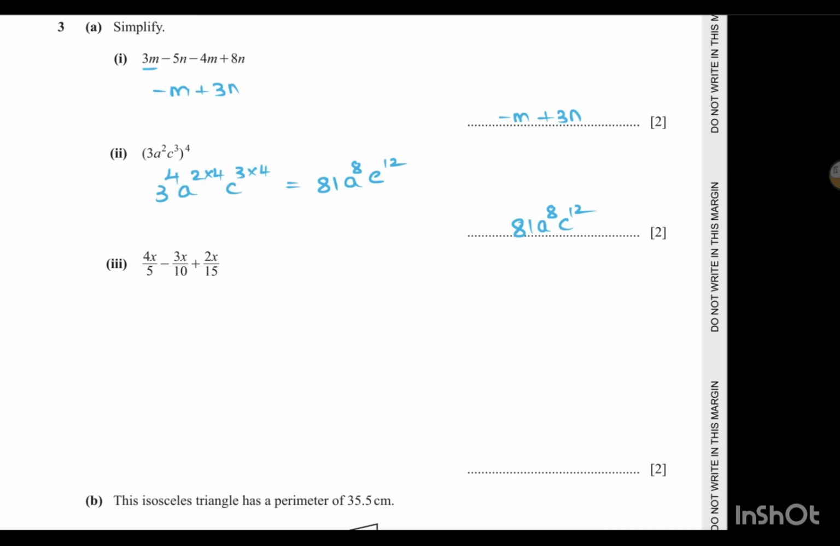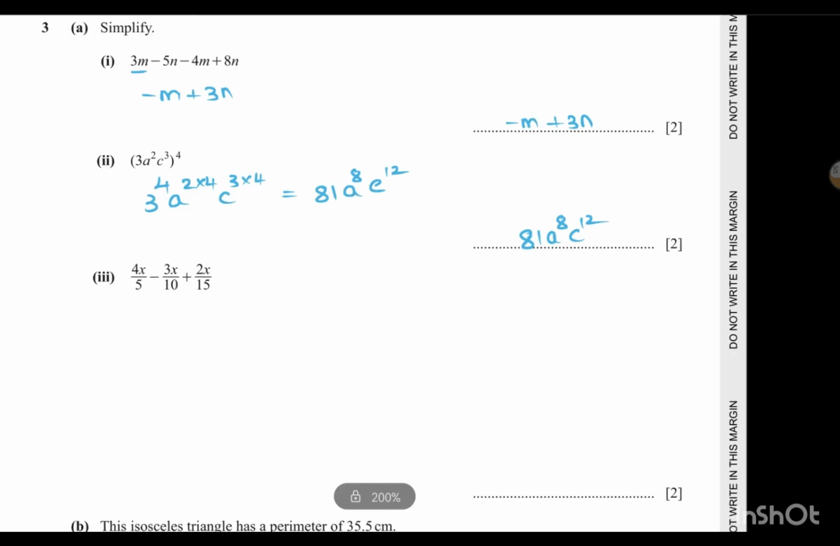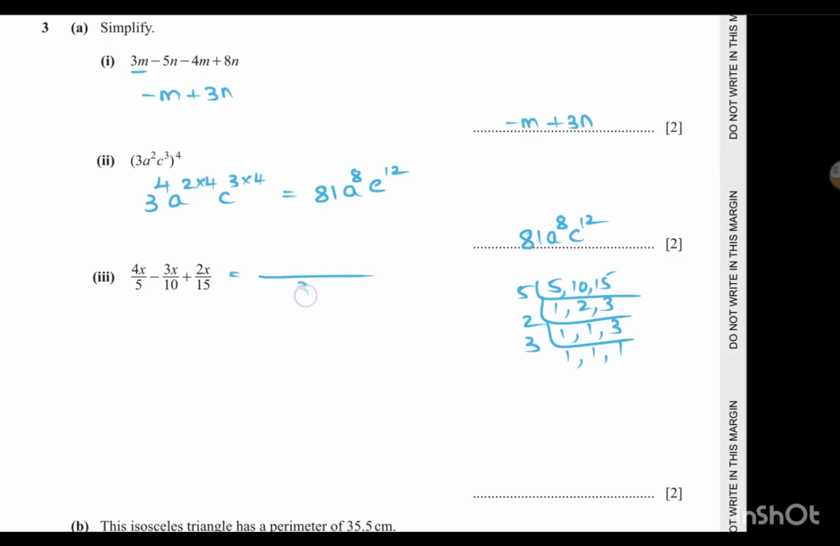So LCM of 5, 10 and 15 will be 5 1 times, 2 times, 3 times, then 2 1 the 3, then 3 1 1 and 1. So 5 2s are 10, 10 3s are 30. 30 will be the LCM of the denominators. So we'll take 30 here.